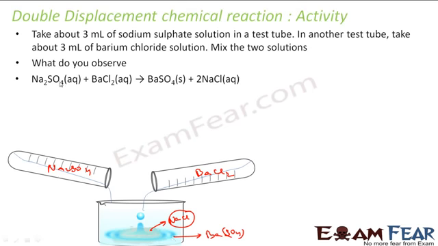This is the reaction that happens: Na2SO4 plus BaCl2 gives BaSO4 plus NaCl. In this case, sodium and chlorine form a pair and we get NaCl, and sulfate and barium form a pair and we get barium sulfate. So this is one activity to observe this double displacement chemical reaction.